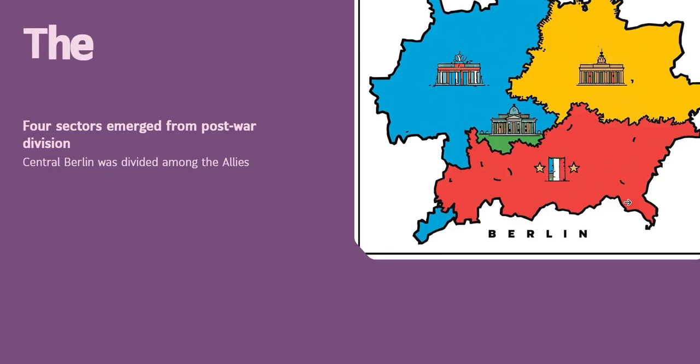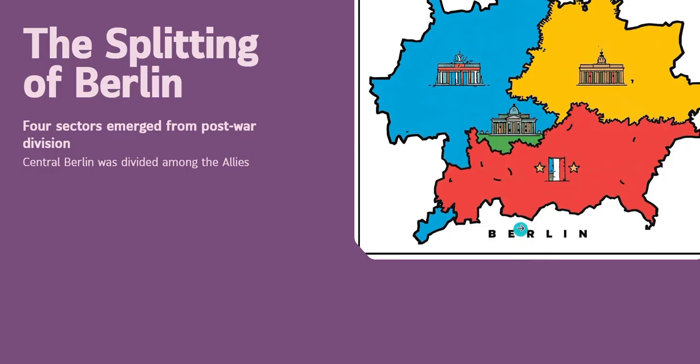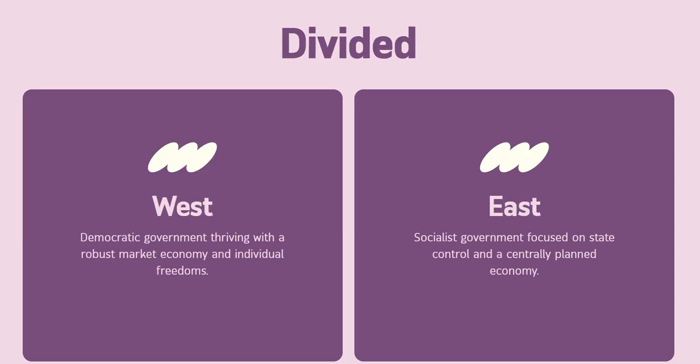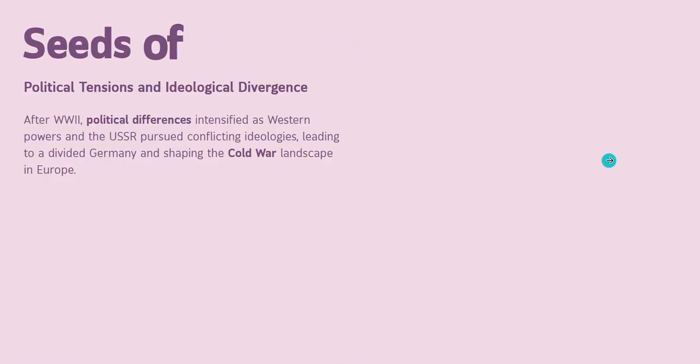Now, the division of Berlin. Berlin was also divided. Even though the city of Berlin was located inside the Soviet control zone, it was divided into four sectors controlled by the same Allied powers. That made Berlin the central point of tension between the Western countries and the Soviet Union. The growing political differences also meant that the West was shaped by capitalism and a robust free market economy, while the East had a centrally planned economy under a socialist or communist regime.